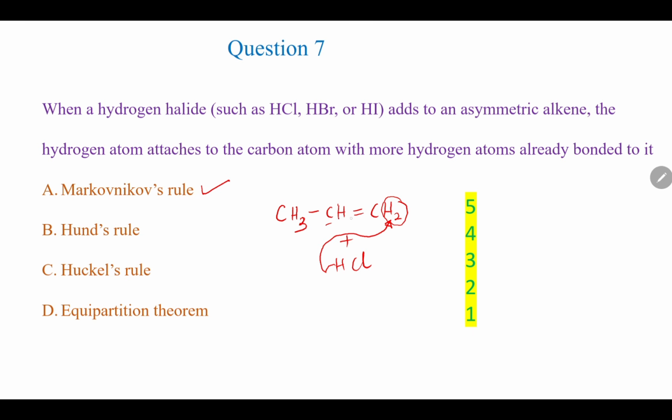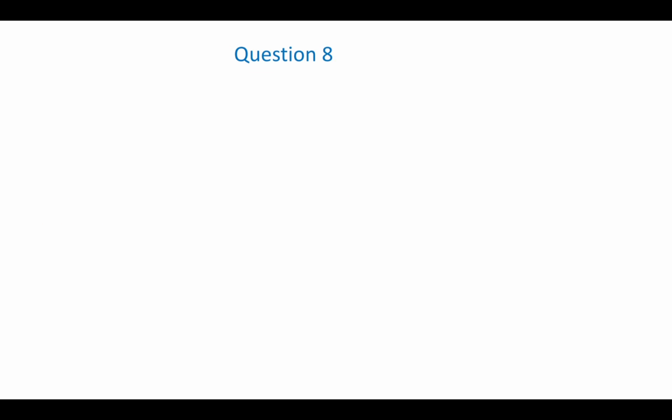If you look at these two carbon atoms, this has one hydrogen atom, this has two hydrogen atoms. So this hydrogen atom from HCl will prefer to go to the one with more hydrogen atoms, and then the chloride will prefer to go to the other one. So the product is going to be something like CH3, CHCl, CH3. Do you get it? Alright, that is Markovnikov's rule. Next question. Question 8.